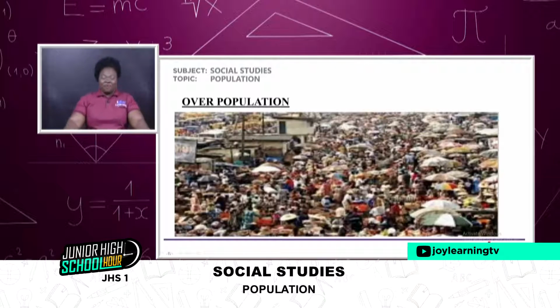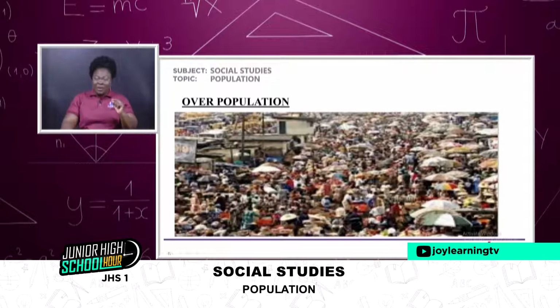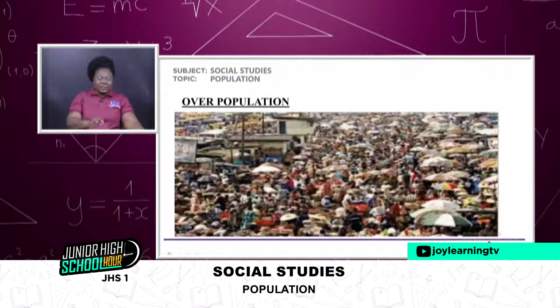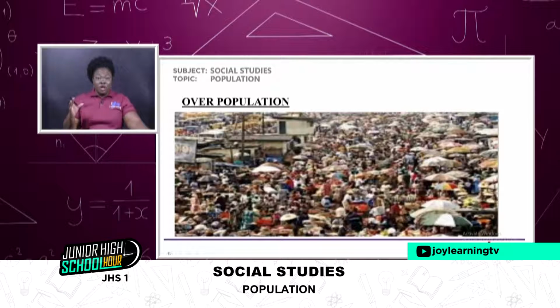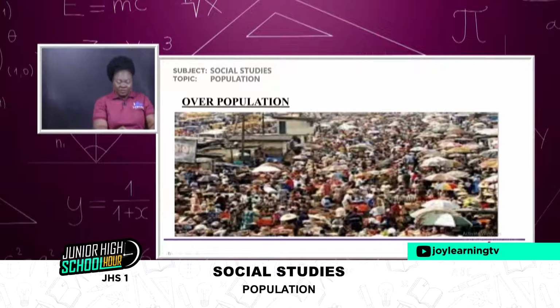Now, this is a picture of overpopulation. Look at the people there. I'm sure this place is Makola Market in Accra. A lot of people. Sometimes you can't even get a place to step, to move, because the people are many there, especially during festive occasions. It's wonderful when you get to see people there shopping, right? So, overpopulation.